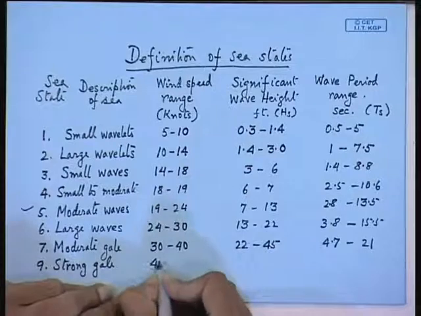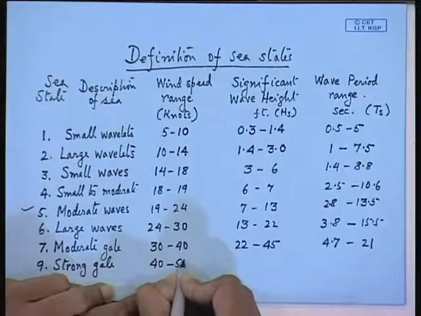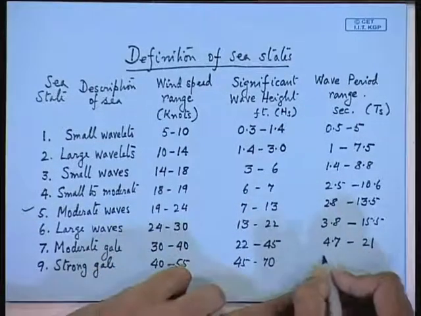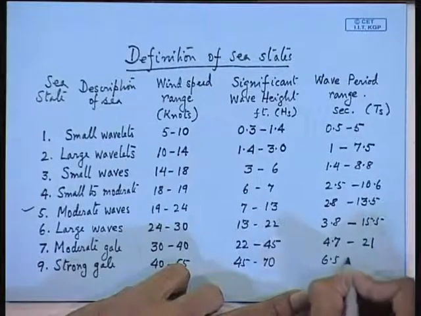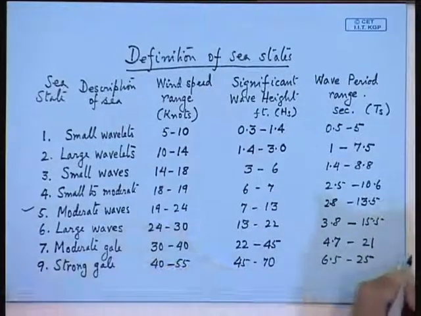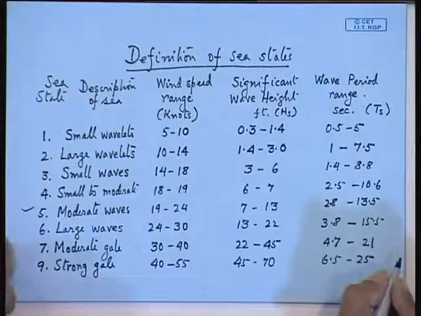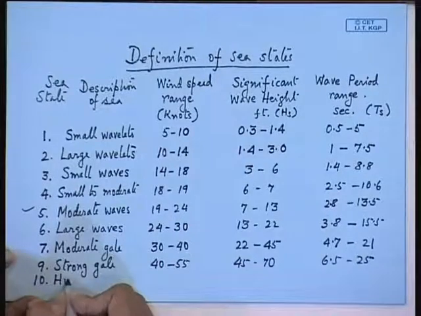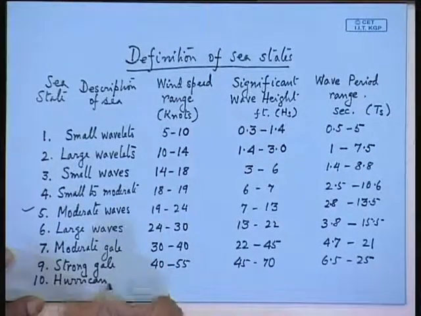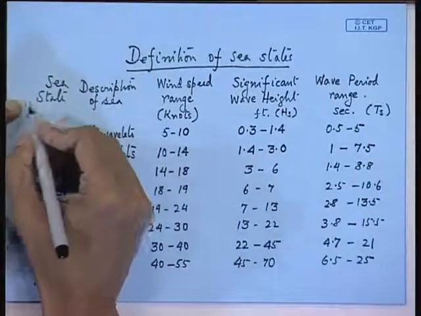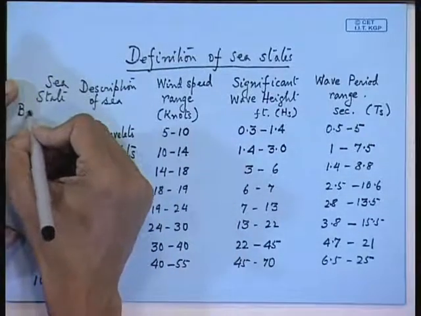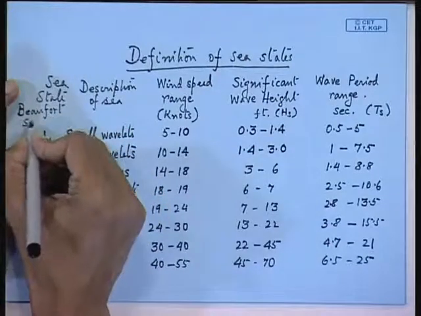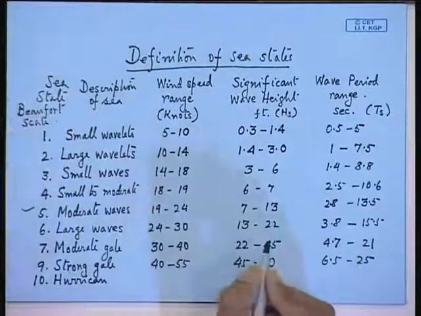So 40 to 55 you are coming, so this is 45 to 70, and this is 6.5 to 25. So wave period has increased. The last one is hurricane. So this is sea state. Normally these are given in a scale. It is called the Beaufort scale. You will come across this Beaufort scale.